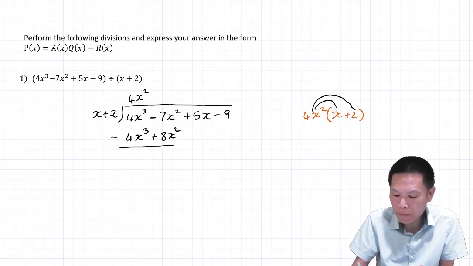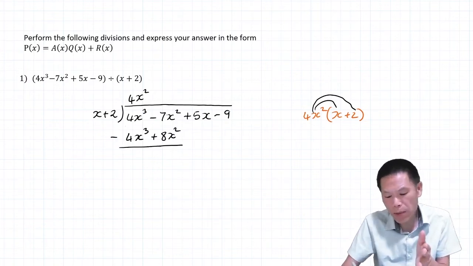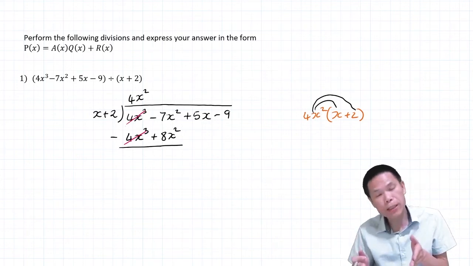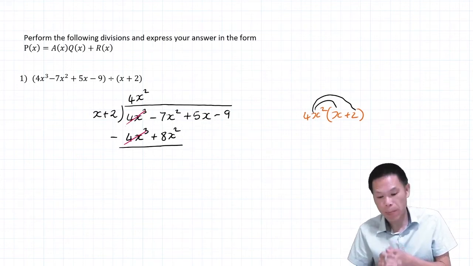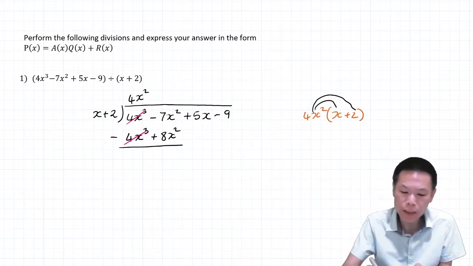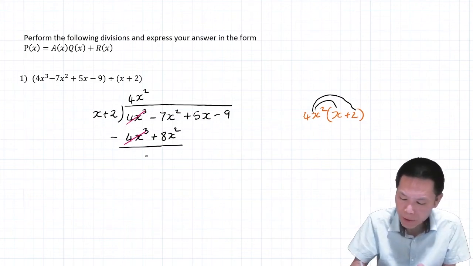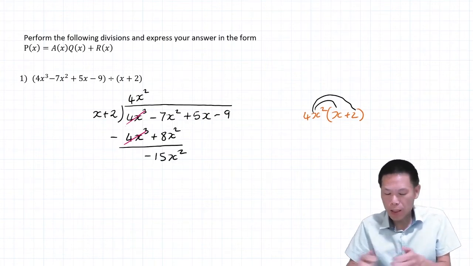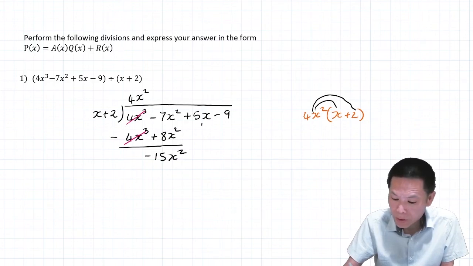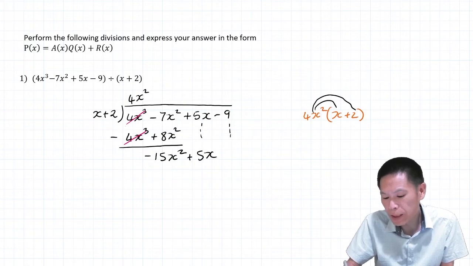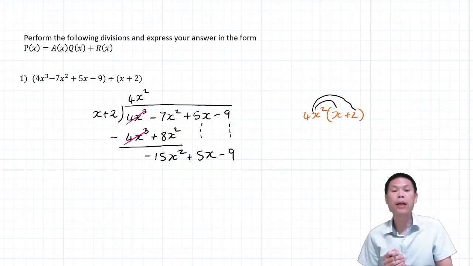So we minus that. So 4x cubed minus 4x cubed is equal to 0. And minus 7x squared minus 8x squared, that means 7 plus 8 is 15, but negative 15x squared. So write minus 15x squared. And then this one here, which is plus 5x, I write this down. And this is minus 9, I just write this down.